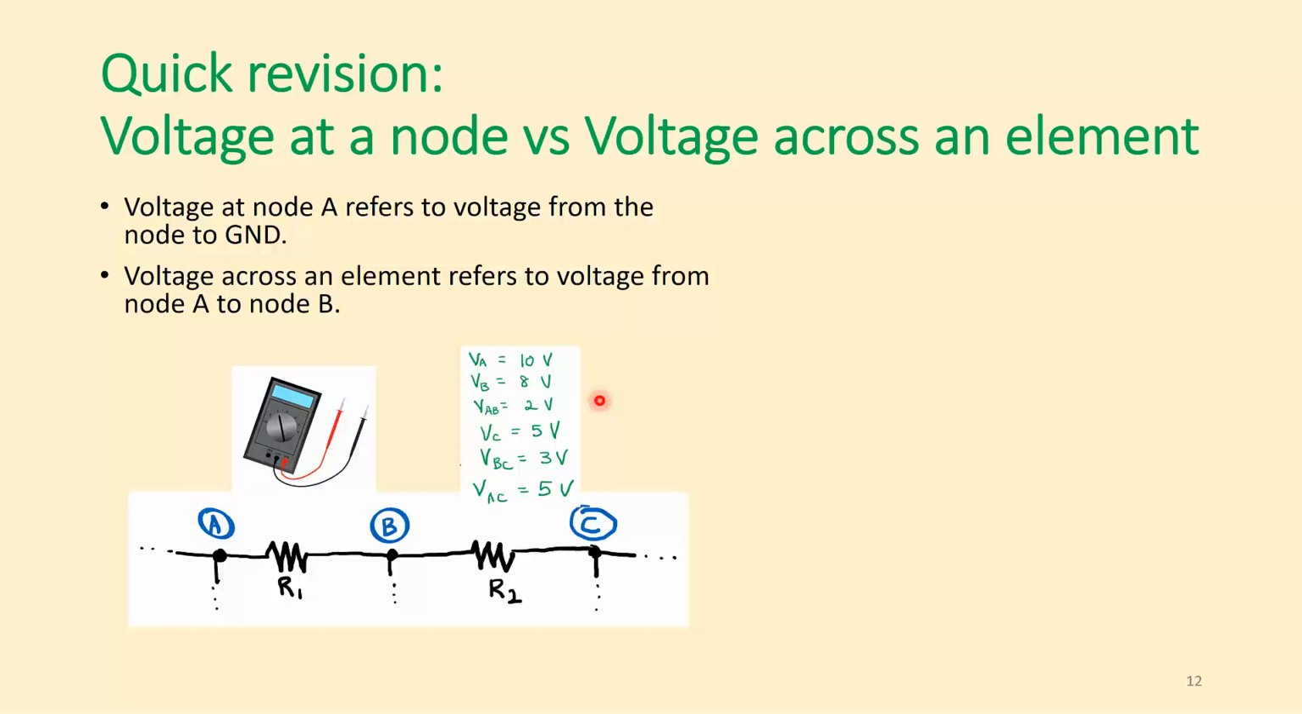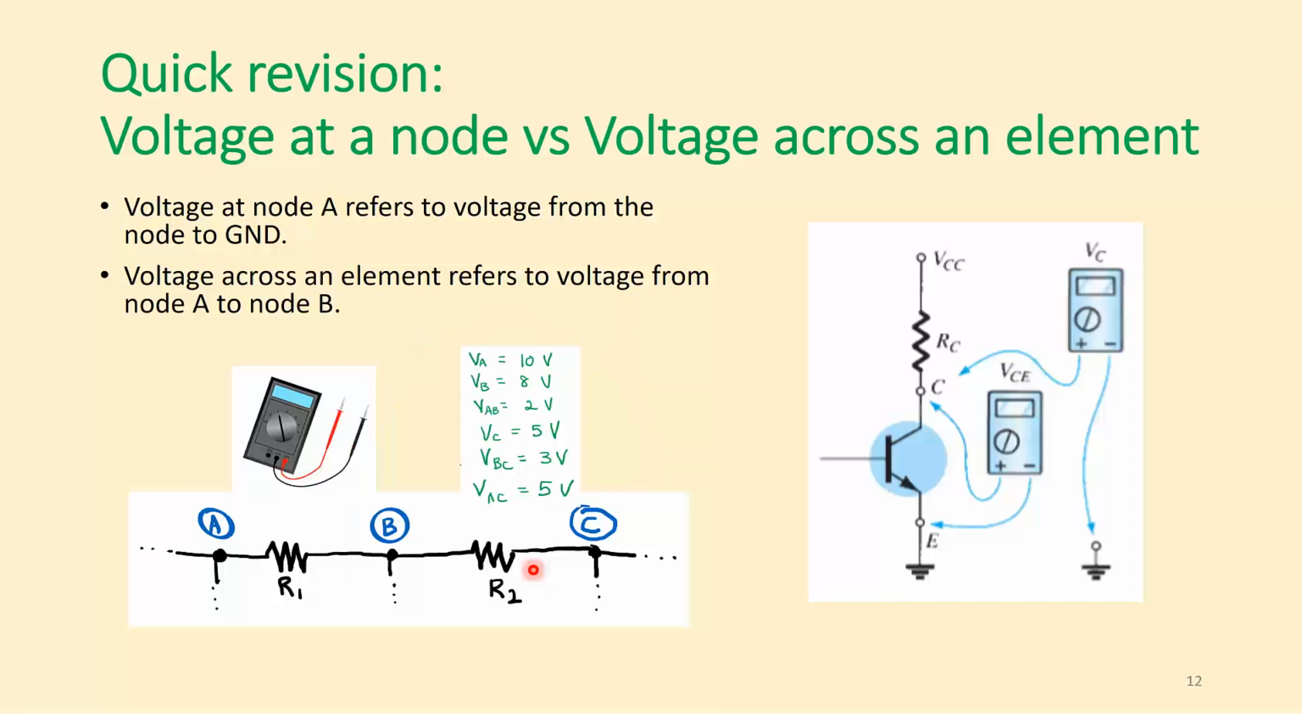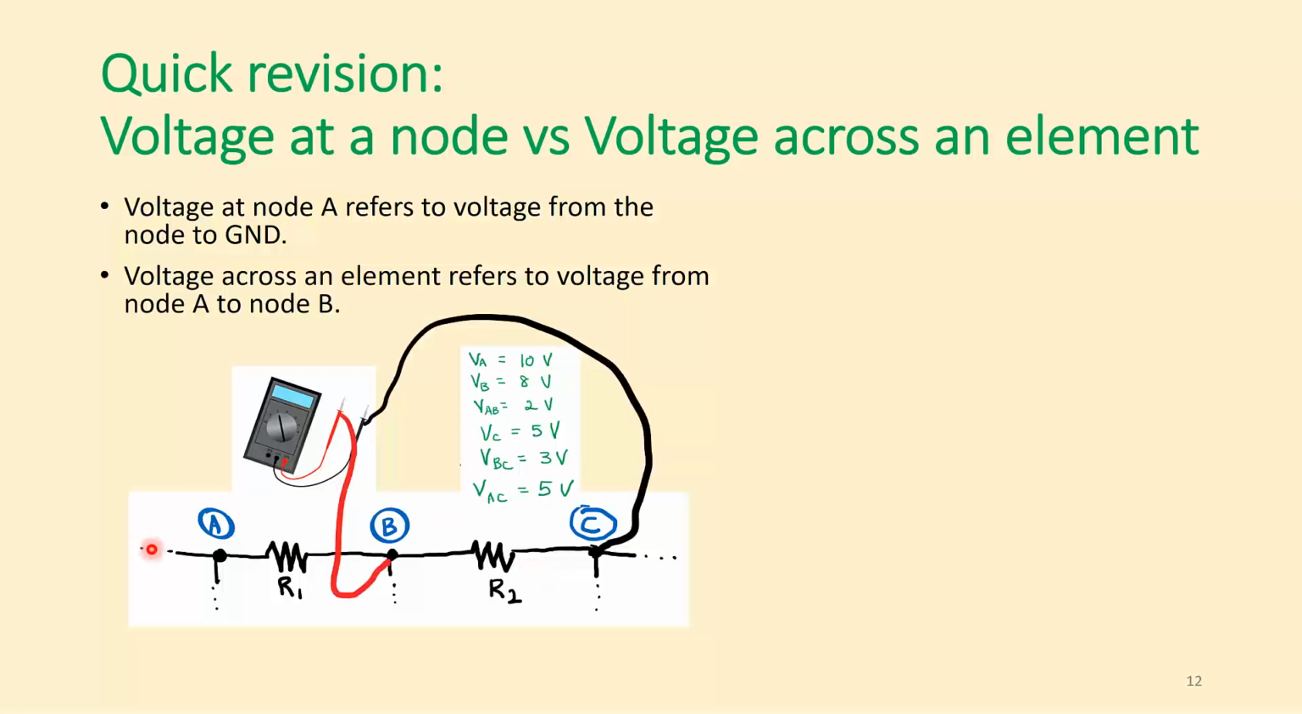And let's say VC is 5 volts. If I measure between B and C, which is the voltage across R2, it would be 8 minus 5, which gives 3 volts. And if I measure the voltage between A and C, because voltage A is 10 volts and voltage C is 5 volts, the voltage from A to C would be 10 minus 5, which equals 5 volts. So we have to understand what the difference is.